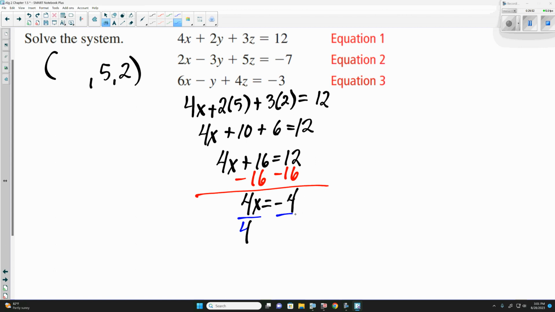Well, it's not like -1. It is -1. So that there, -1, 5, 2, is the solution to this system of equations. And we would write it out like that as that ordered triplet. Yes.